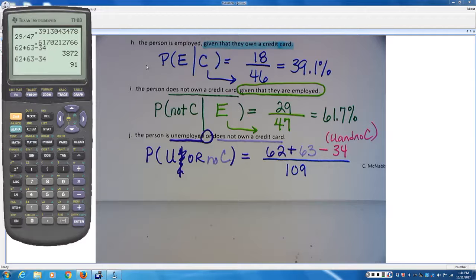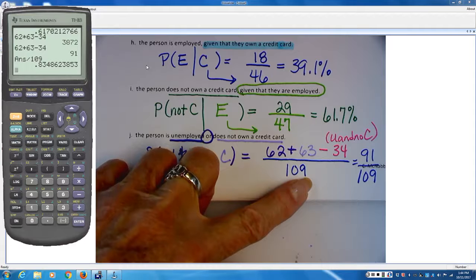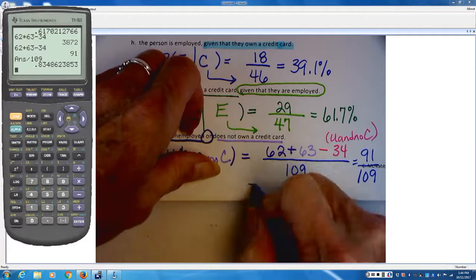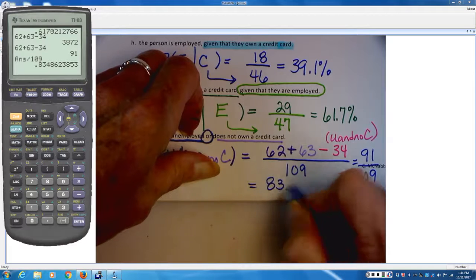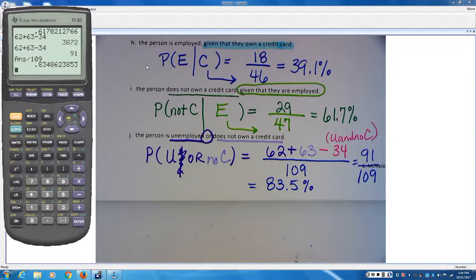So 91 out of 109. And that's 83.5%. Okay? Now I want you to notice here, because this may catch you up sometimes, and this little hint might keep you from making a mistake.